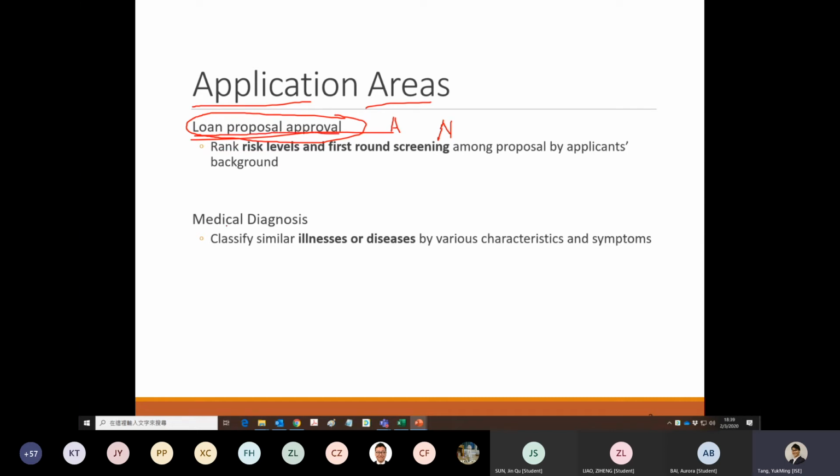Another application is medical diagnosis. They would like to see whether the patient really has any kind of illness or disease or virus and so on. In this case, they will also apply the decision tree. Why? Because the decision tree can be applied in many situations. For example, they can use it for classification based on the characteristics of the illness.